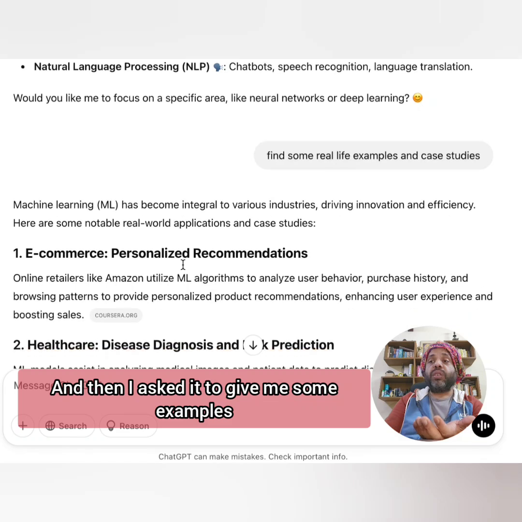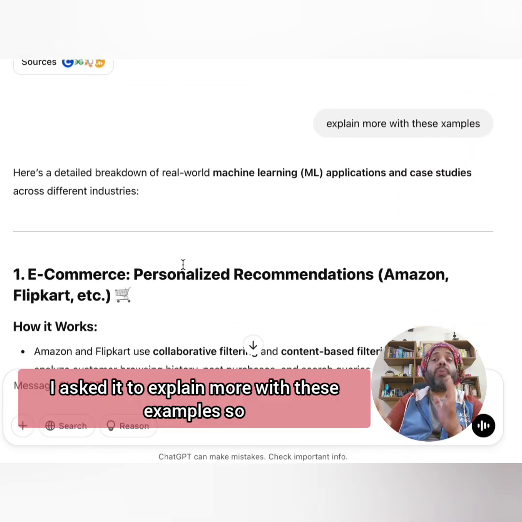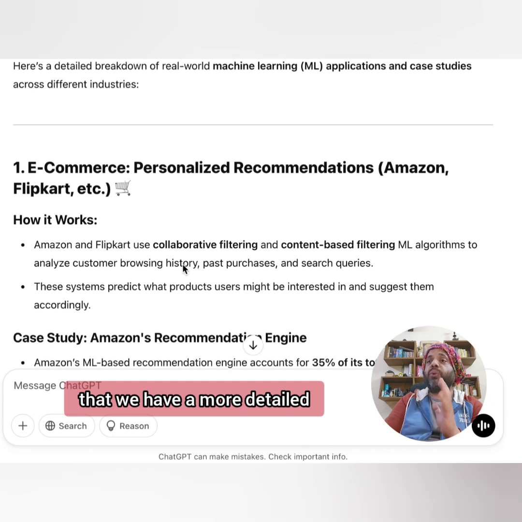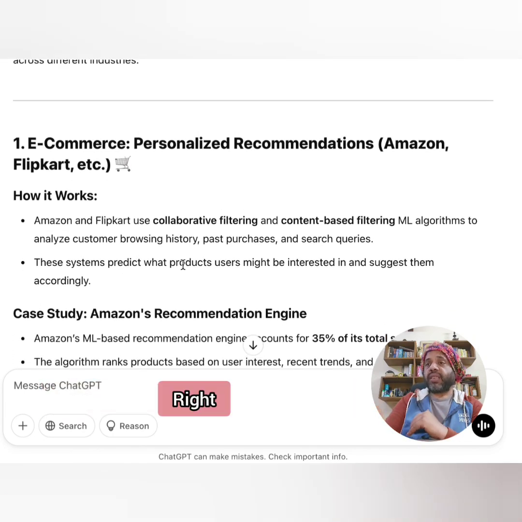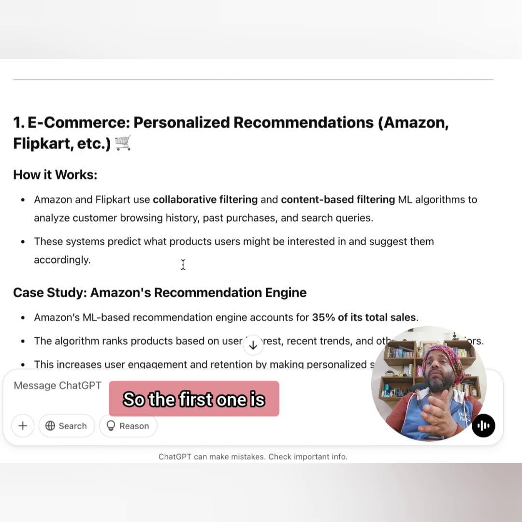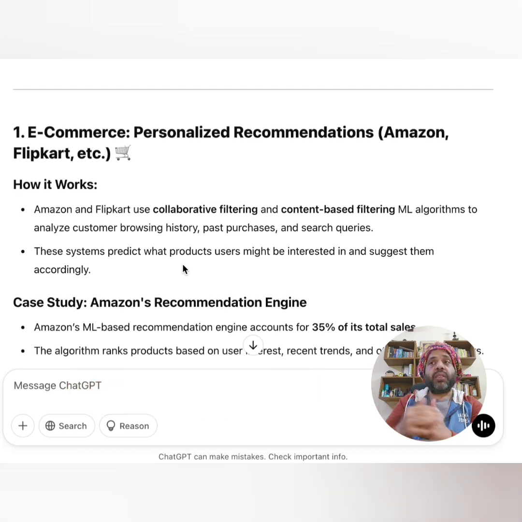And then I asked it to give me some examples, and then I asked it to explain more with these examples so that we have a more detailed overview of what is happening here, right? So the first one is how it works in e-commerce, right? So how does machine learning work in e-commerce?